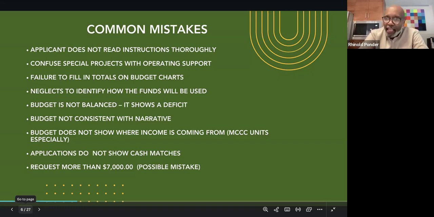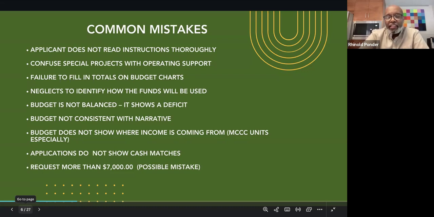Second, there's often confusion between the special projects grant and the operating support grant. So we'll talk about that a little bit, but you need to be clear on what grant you're applying for. And this is for both the LAP and the historic grants.